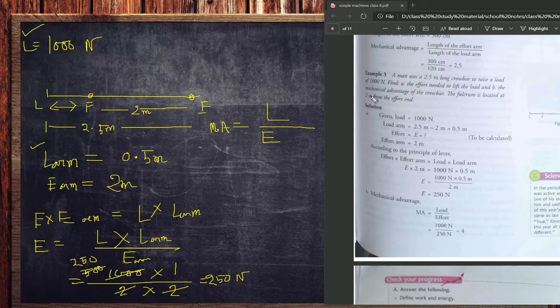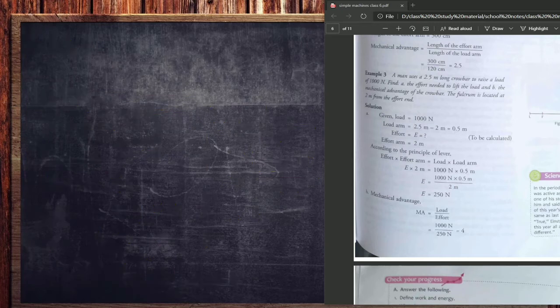Okay. So load by effort, we know the values, that is 1000 for the load, and for the effort we have 250, so 1000 Newton and 250 Newton. Newton and Newton units are getting cancelled. That means no unit will be there for the mechanical advantage. Now coming with the calculation, that is 250 cancelling this 1000 with 4. So we are having the mechanical advantage as 4. So this is the sum, and this type of sums is going to come in your exam. So please carefully practice all this, and still if you have any doubts regarding this sum, don't forget to ask.